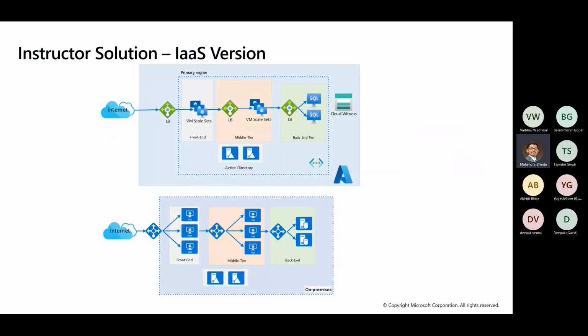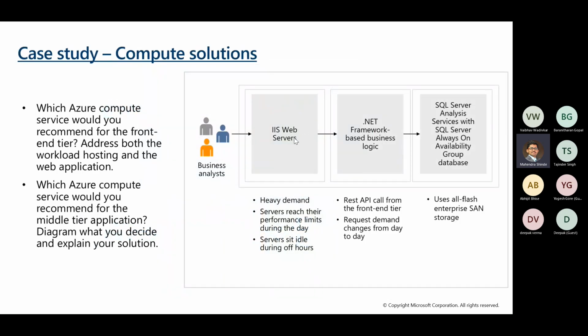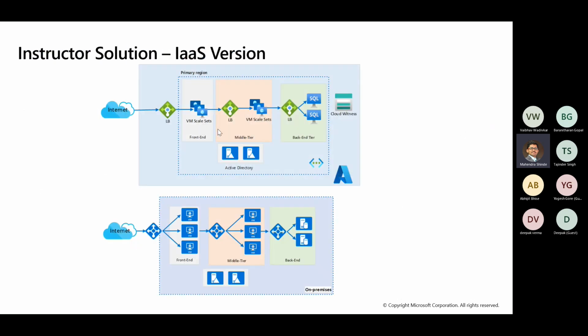Now, there are 2 solutions. Number 1, you can have a solution like this. This static website can be deployed on a VM scale set. The middle tier can also be deployed on a VM scale set, and this could be a SQL database. Can you see the solution here? The first one on the top. Hello. Yeah. And this would be the on-premise.